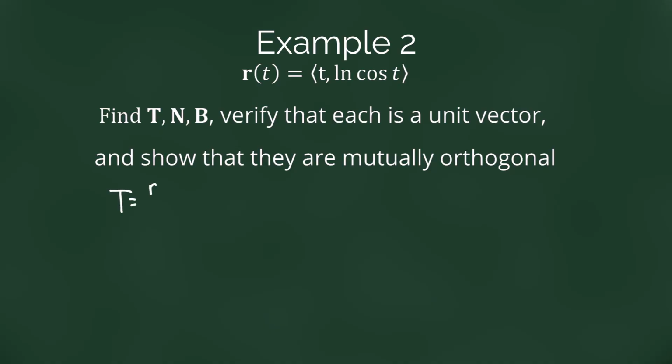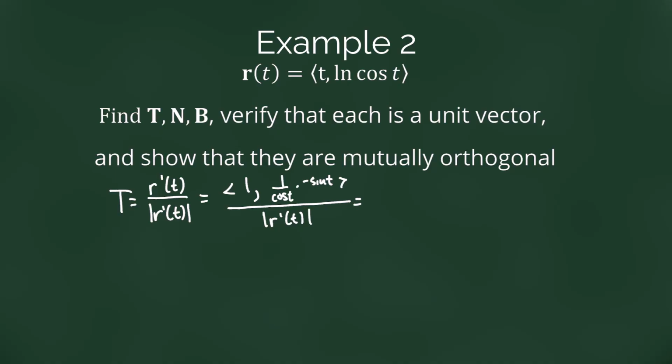So let's look at the vector T first off. T is going to be r prime of t divided by its magnitude. And so if we take the derivative, we get 1, and then the derivative of the natural log of cosine of t is 1 over the cosine of t times the derivative of cosine, which is negative sine t. I'm just going to leave the magnitude of r prime down here for now. So we see that this is ⟨1, negative tangent of t⟩ over the magnitude of that. This should be a vector symbol, not an absolute value.